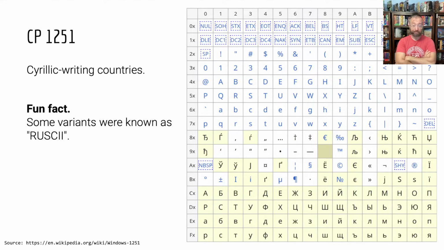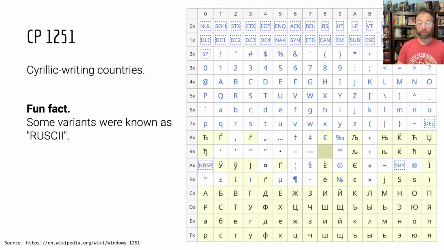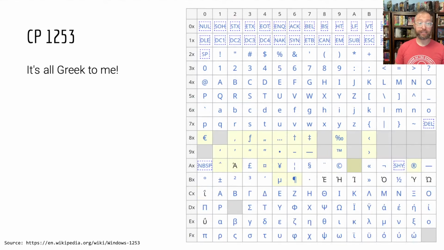But the higher bits, the same ones that were used for these accented characters in the Latin 1 standard extended ASCII, were used for Cyrillic characters. And there's a version for Greek as well, right? These high ones, the extended range, were used for Greek, and everyone had their own, right?